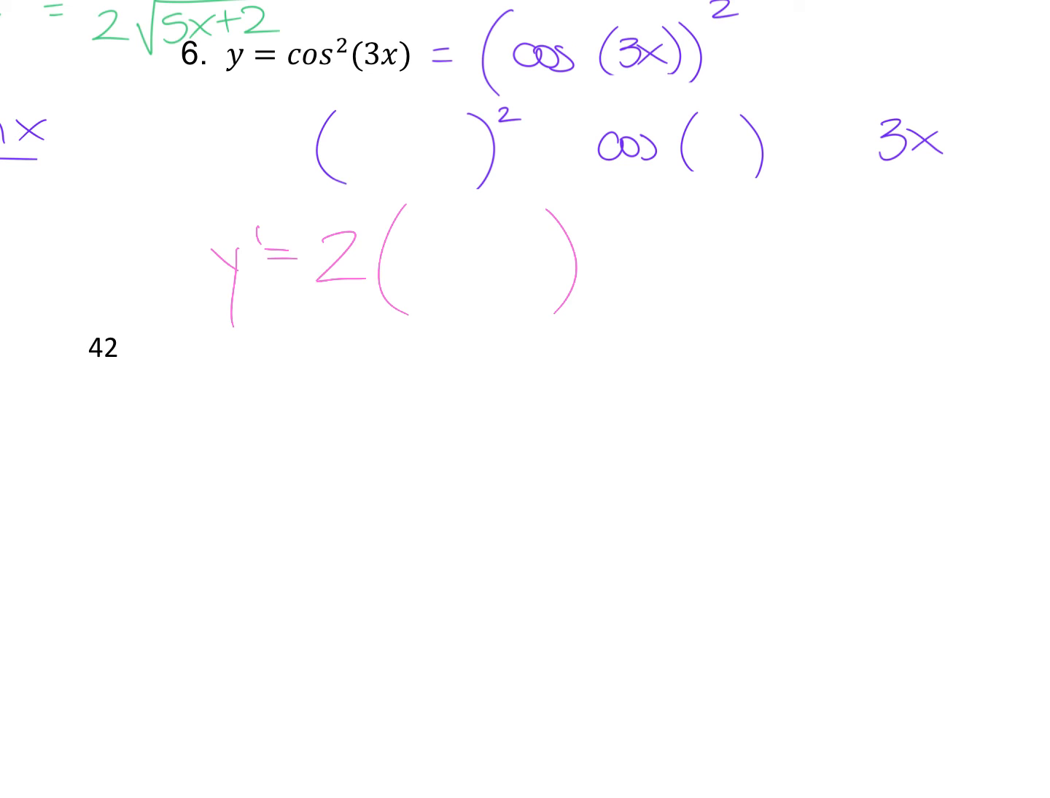All right, so now look back up at your equation. What was originally inside the squared? Cosine of 3x. So I fill that back in. That's the derivative of the first one. Then I go to the second layer, multiplied by the derivative of the second layer. What's the derivative of cosine? Negative sine of what was inside the cosine? 3x. Multiplied by the derivative of the third layer. 3. So it's just one long chain. Chain rule. There you go.